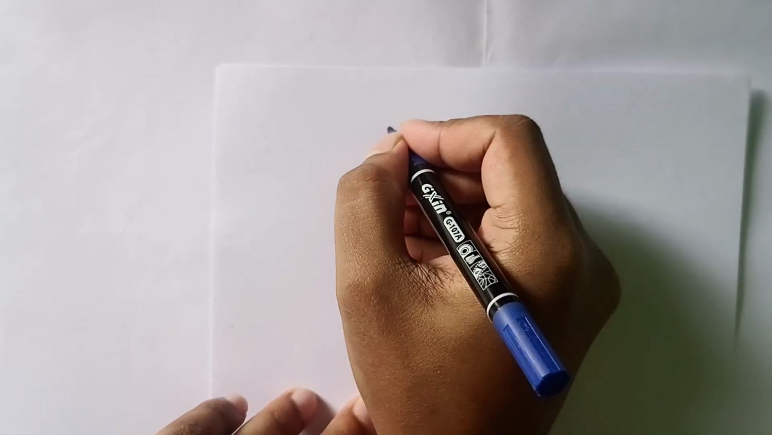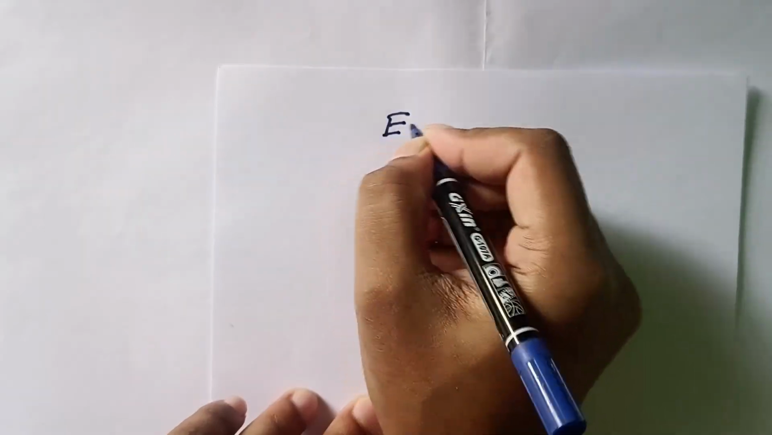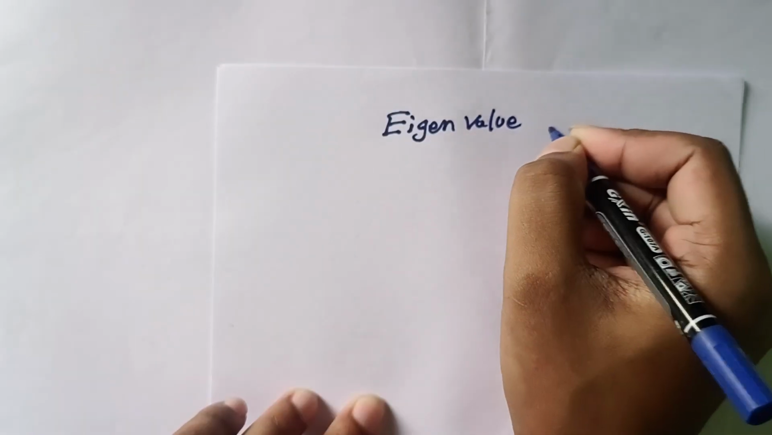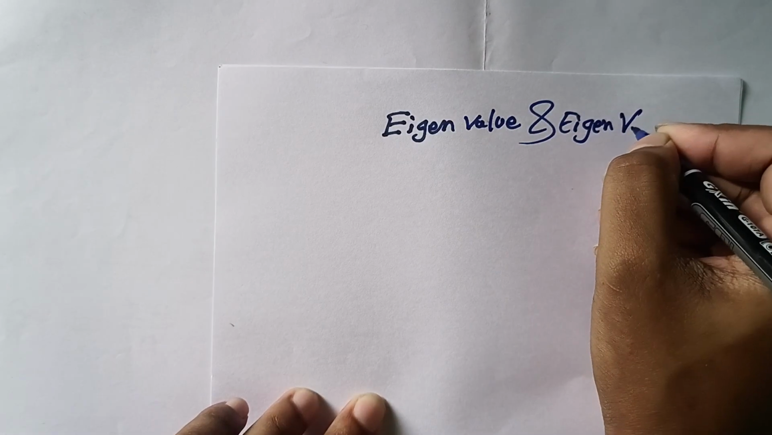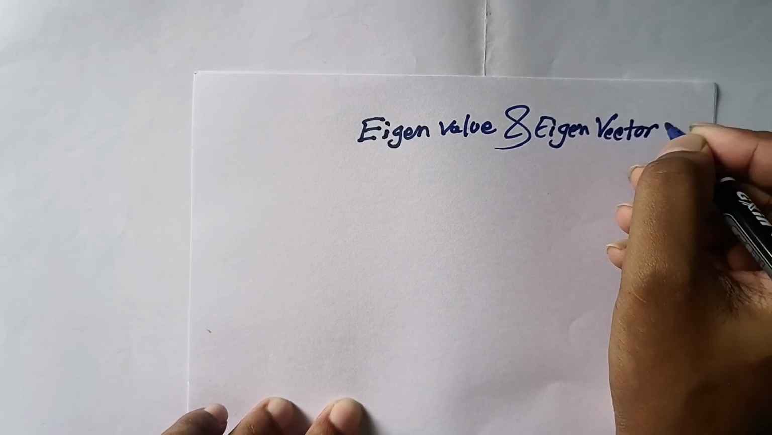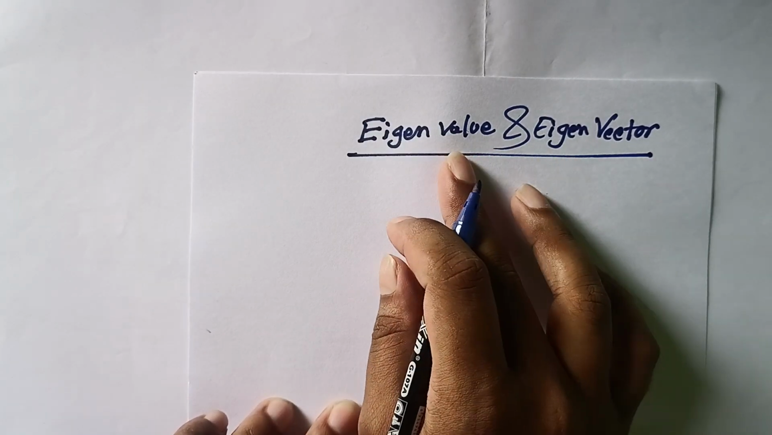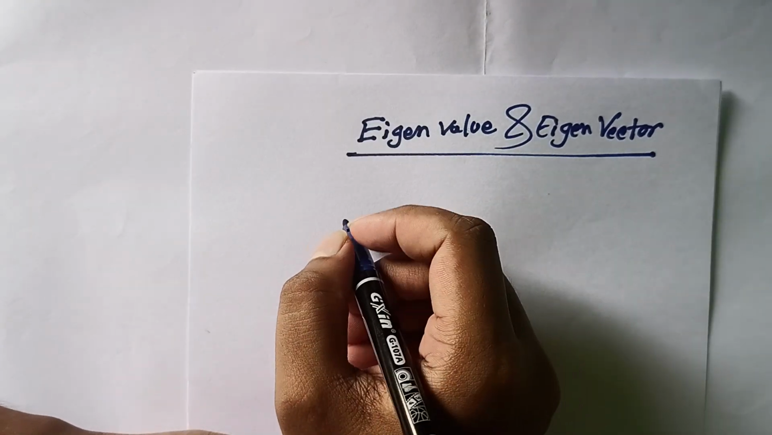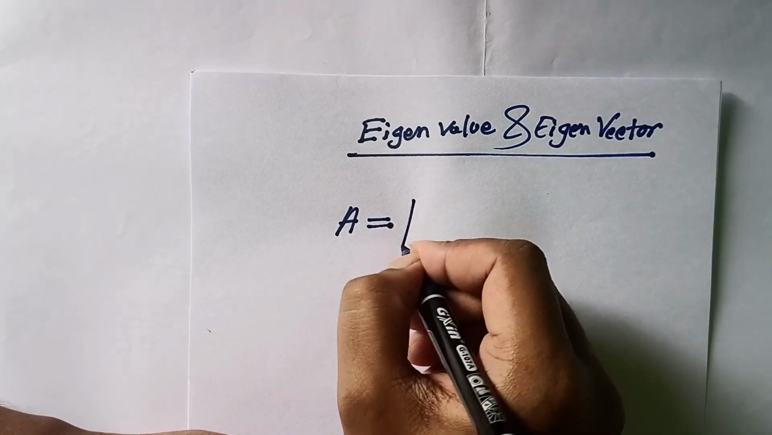Hello everyone. Today we will see how to calculate eigenvalue and eigenvector. So we will find out from a matrix eigenvalue and eigenvector. For that, consider a square matrix.